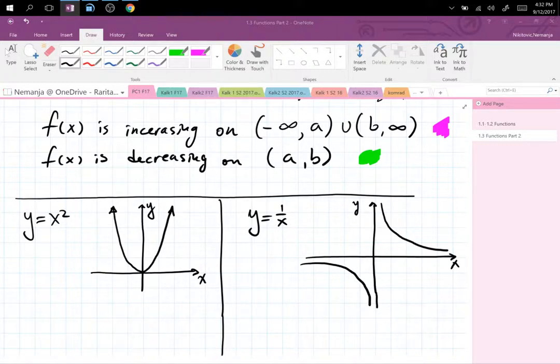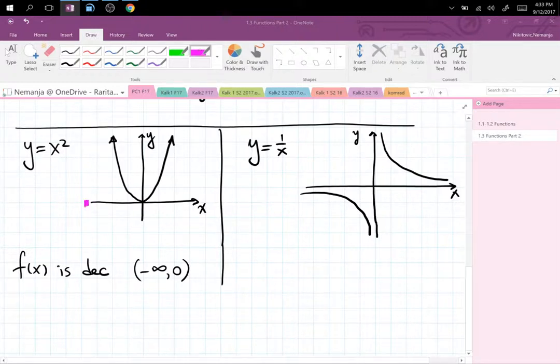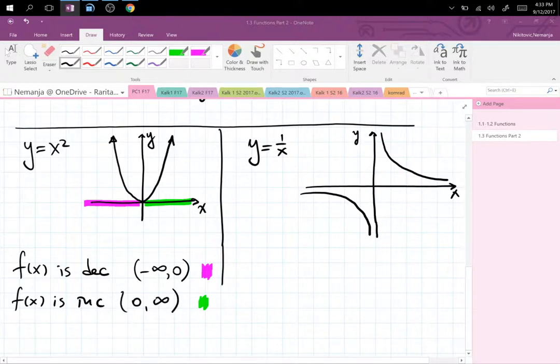Okay, let's take a look at the problem together. So I will say that f of x is decreasing on negative infinity to 0, so that's the decreasing region, part of the domain interval. And then we have the increasing part, which is the green part here. So f of x is increasing on 0 to infinity. It doesn't matter which one you write first, which one you write second. It's just important that you have the intervals correct. So from x value to x value, from x value to x value. Yes?